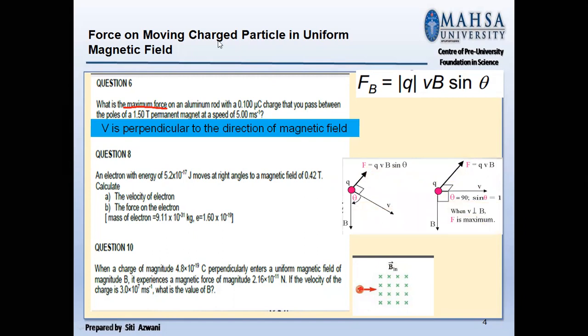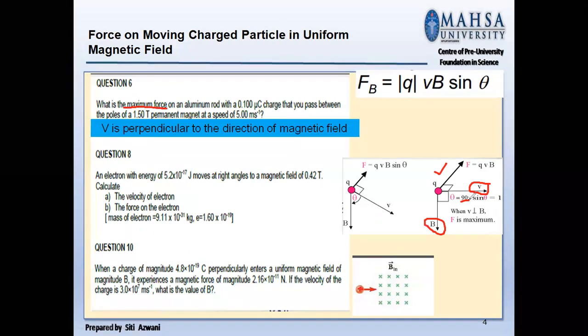So your V is perpendicular to the direction of your magnetic field B. So where is your V? Refer to this figure. You have your V here, the direction of your V and the direction of your B. Perpendicular. V is perpendicular to B, which means the angle between V and B is equal to 90 degrees.